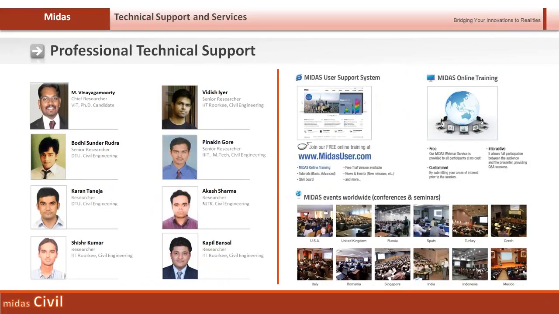Apart from that, we have an active technical support team which can give you technical support throughout 24 hours. So these are the major technical teams that are there in Midas. We also go for online training. We usually hold webinars like this. We also do online training, offline training, and also organize events. We organize conferences and seminars throughout the world. So this is about Midas, and what you can expect from Midas.